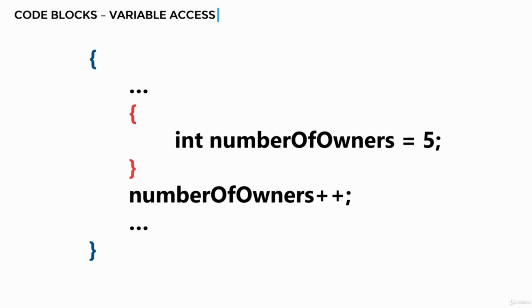Now let's take another example where you define a variable in the red block. So now the number of owners variable is in the red, but we would like to access it outside of the red. The problem is that after the red block has ended, that variable stopped existing. So we get an error if we use it. We call this type of variables local variables. There are other types of variables, like class variables, that will be covered later in the course. That's all about code blocks.